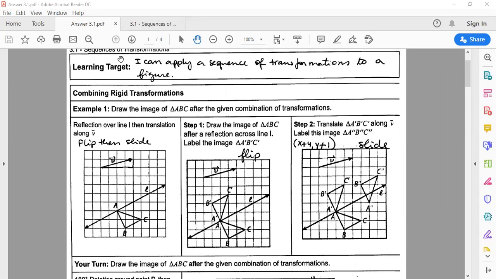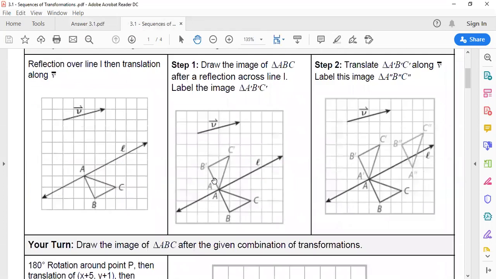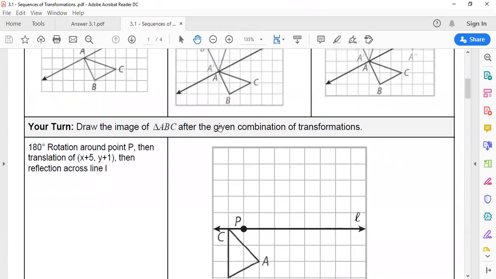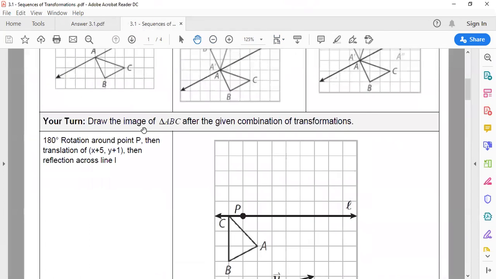Now, the next problem, I would like for you to try it on your own. So let's look at what the problem is asking you to do. I just want to walk you through a little bit, and then you can do it on your own after. Draw the image of triangle ABC after the given combination of transformations.